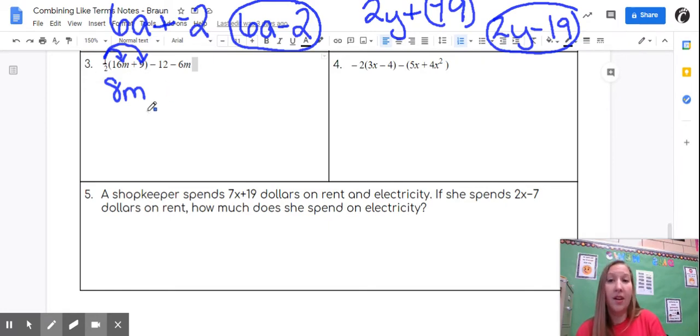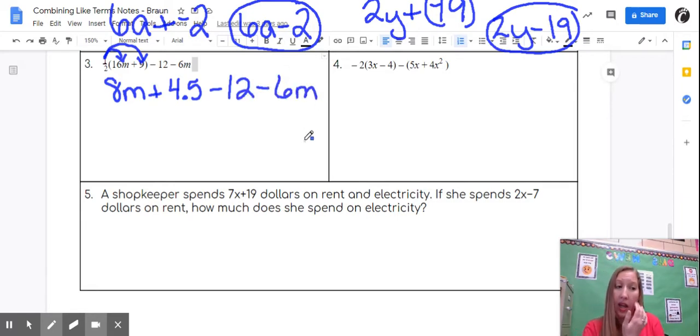And 1/2 times 9 is going to be 4.5. Then I'm going to continue on with my minus 12 and minus 6m. Now, again, I can go through and I can change my subtraction to addition, or I can just leave it the way it is right here.